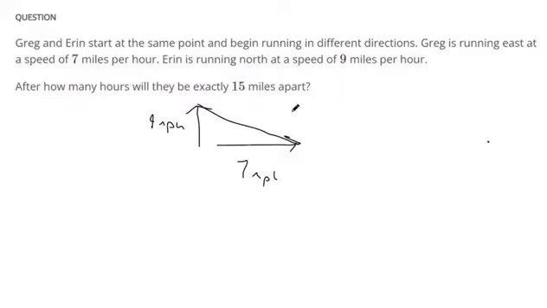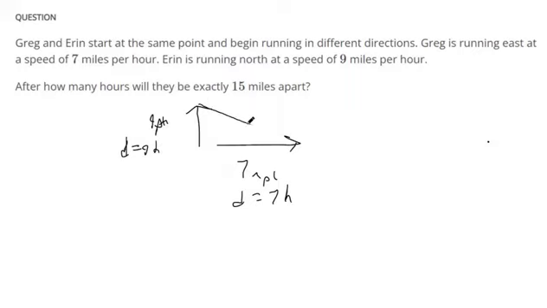So we're probably going to need to use the Pythagorean theorem here to figure out what we need. So one thing we could create is a distance equation for each of them. Greg's distance is 7 miles times the number of hours that they've traveled, right? Because if you're going 60 miles an hour on the highway for 2 hours, you've gone 60 times 2 makes 120 miles. Same thing over here. Distance is 9 miles times h hours.